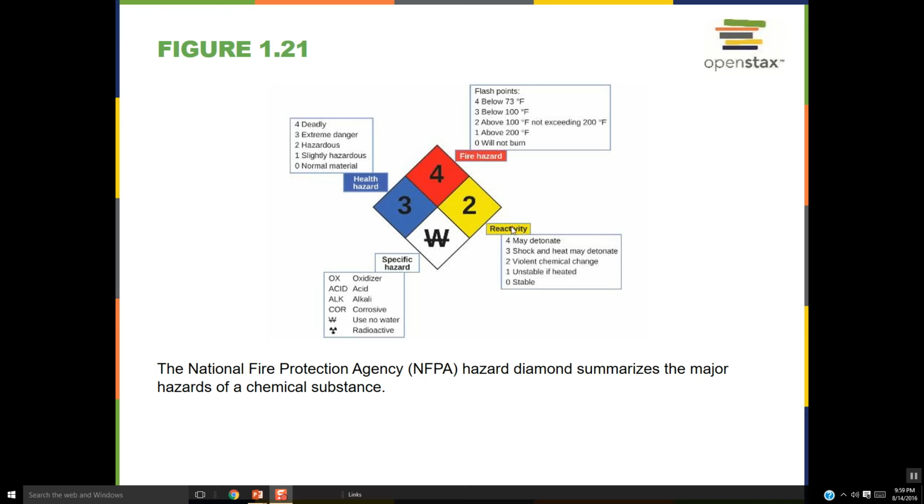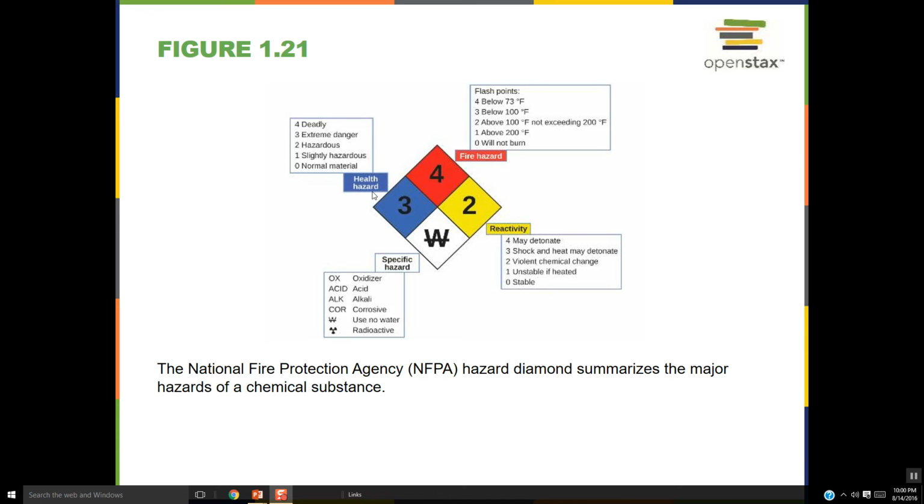Over here in the yellow block, if you look at reactivity, if there's a 4 there, it means it may detonate and could easily explode. 3, shock and heat could possibly detonate it. 2, violent chemical change. 1, it could be slightly unstable if heated, meaning bad things could happen when you heat it in a petri dish or a crucible. And then 0, it's stable, and you don't have too much to worry about.